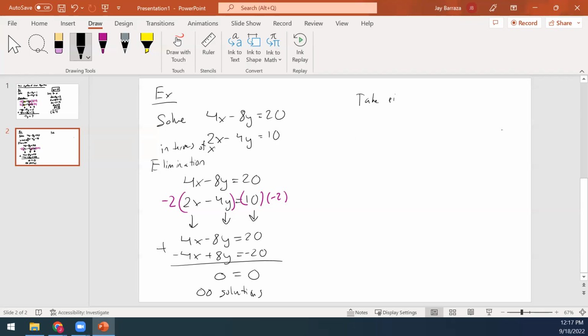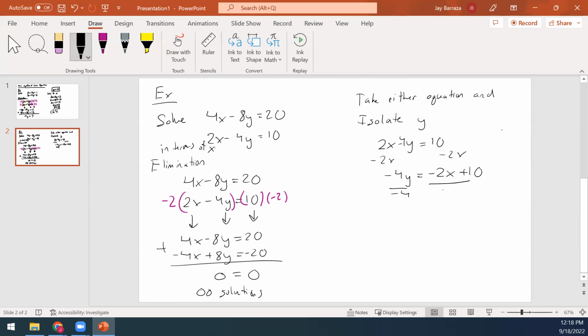Take either equation and isolate y. Because if you isolate y, it becomes a function of X. So it doesn't matter which equation you take, 2X minus 4y equals 10. You just have to isolate y, so that becomes your function of X. So I'm going to subtract over the 2X. It's like negative 4y equals minus 2X plus 10. I'm going to divide both sides by negative 4.